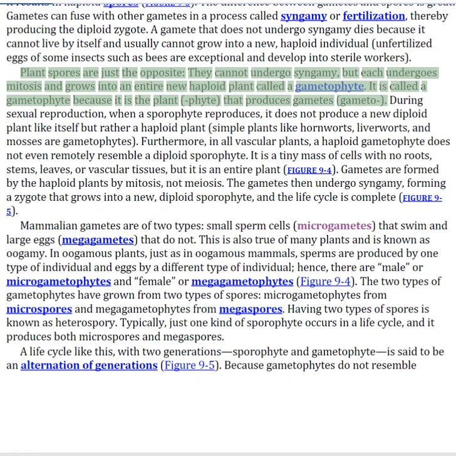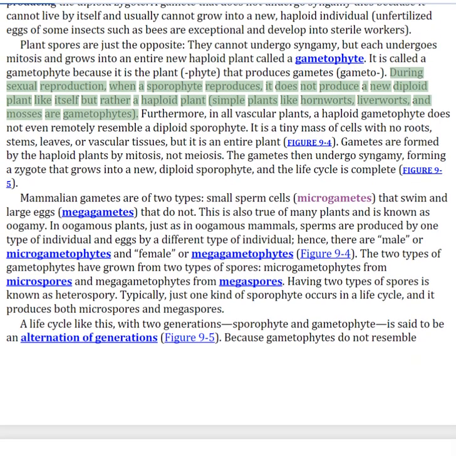They cannot undergo syngamy, but each undergoes mitosis and grows into an entire new haploid plant called a gametophyte. It is called a gametophyte because it is the plant that produces gametes. During sexual reproduction, when a sporophyte reproduces, it does not produce a new diploid plant like itself, but rather a haploid plant.